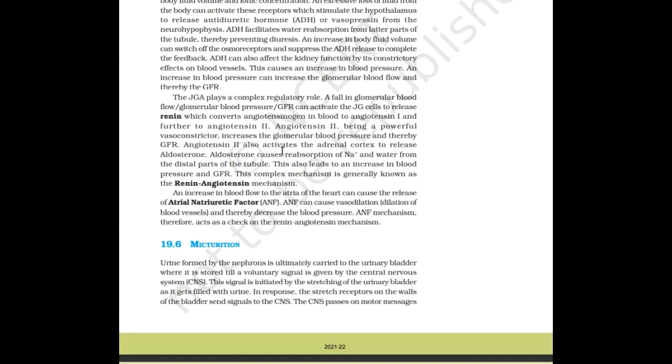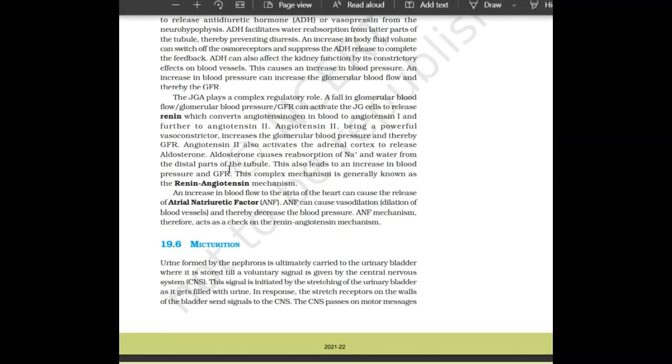The JGA, juxtaglomerular apparatus, plays a complex regulatory role. A fall in glomerular blood flow or glomerular blood pressure, GFR, can activate the JG cells to release renin, which converts angiotensinogen in blood to angiotensin I and further to angiotensin II. Angiotensin II, being a powerful vasoconstrictor, increases the glomerular blood pressure and thereby GFR.